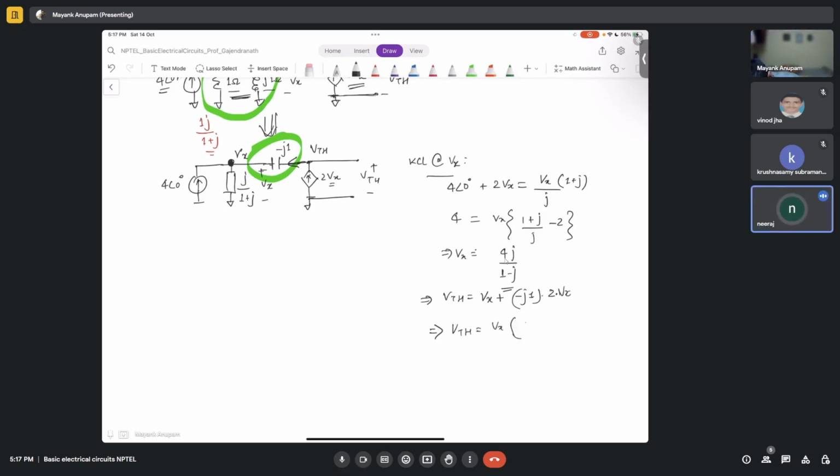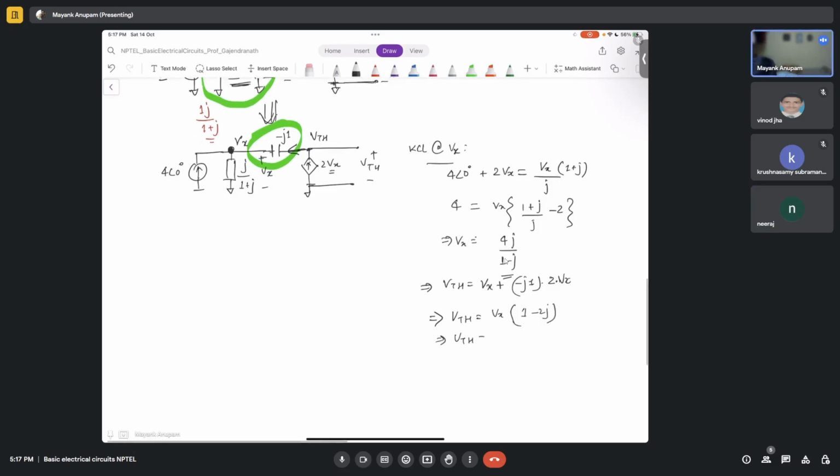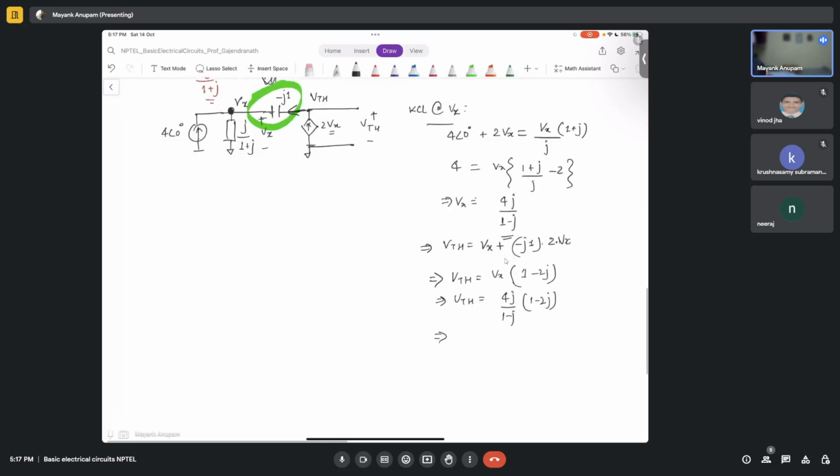1 minus 2j. So what is Vth? Vth is equal to 4j divided by 1 minus j, into 1 minus 2j. Correct? 4j into 1 minus 2j, into 1 plus j divided by 2. Isn't it?